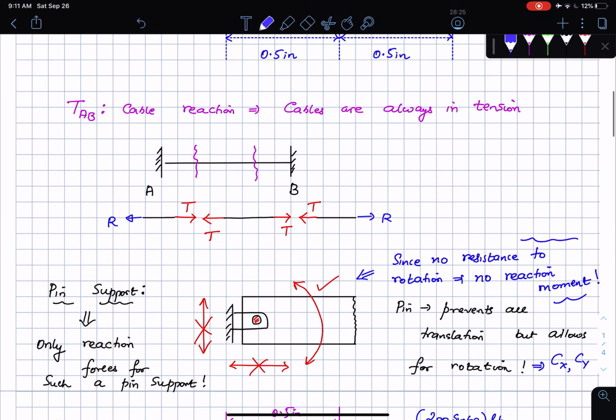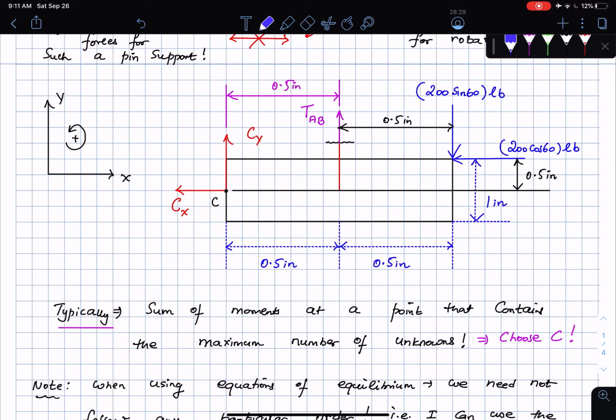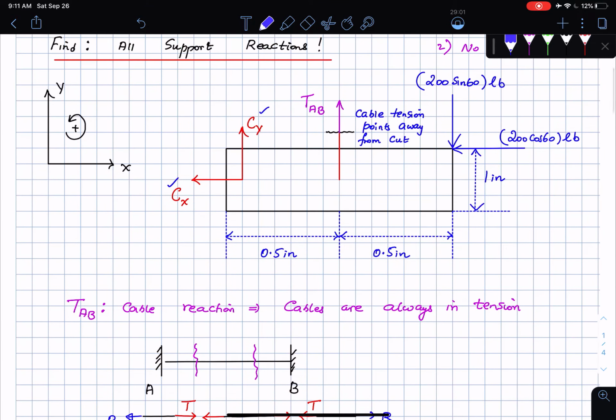Okay, and then I come back and say, okay, I have all these unknowns here, Cx, Cy, and then T_AB, three unknowns, three equations. I start using the equations of equilibrium. What do I start with? I don't know. In this problem, I just made a bet and said, okay, let me start with the moment balance or the moment equilibrium. When you do the moment equation, always choose a point, typically, not always, but typically, that has the maximum number of unknowns. In that situation, the point C has the maximum number of unknowns, and so that's why I chose the point C. And even here, these forces, you can shift them out if you want.